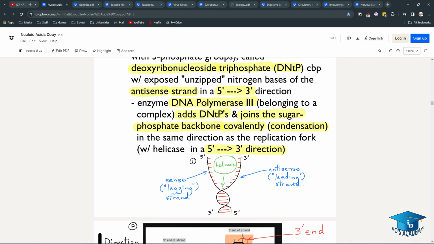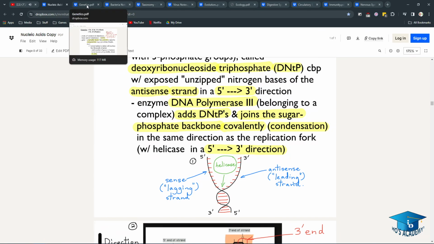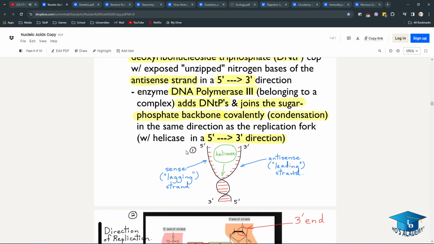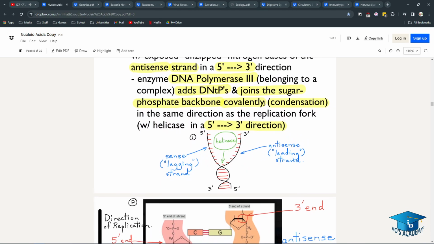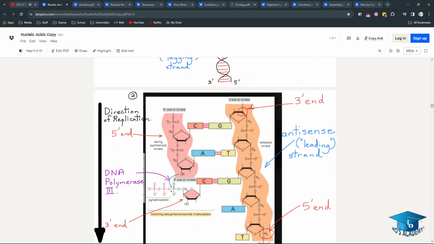So the enzyme DNA polymerase 3 adds the dNTPs and joins them to the sugar phosphate backbone covalently through condensation, so water removal, in the same direction as the replication fork. So alongside helicase in the 5' to 3' direction, polymerase 3 is acting at the same time to add these dNTPs, and it will join the sugar phosphate backbone covalently to make sure they're stuck on.